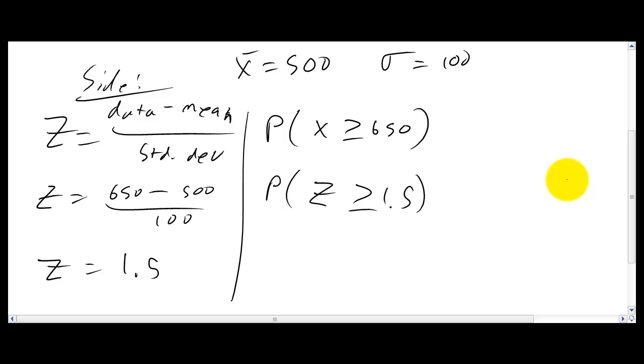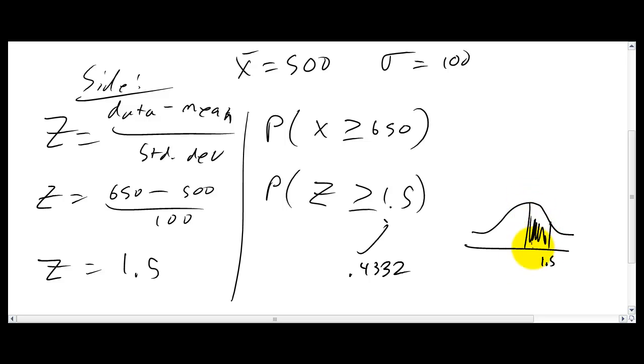So now we know that this has the value of 0.4332. But we have to remember what that means. What that's saying to us is at the value of 1.5, the area between the mean and 1.5 is 0.4332. But that's not what we want. They want to know who got higher. They want to know this area.